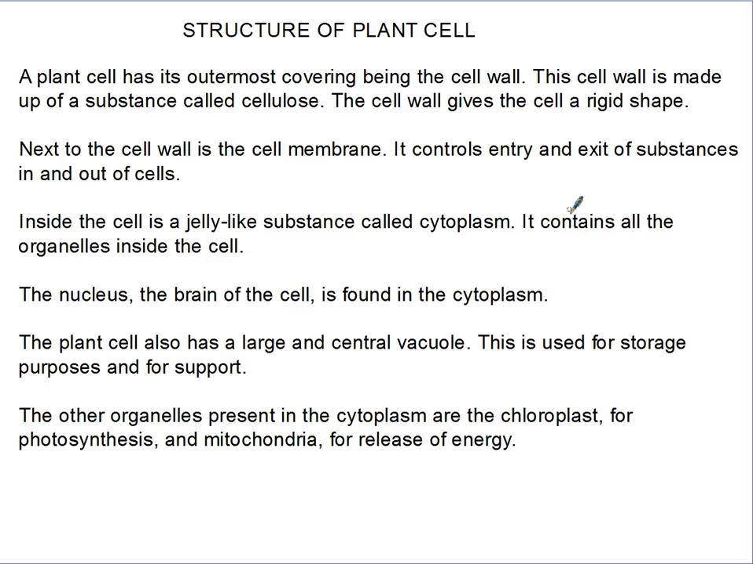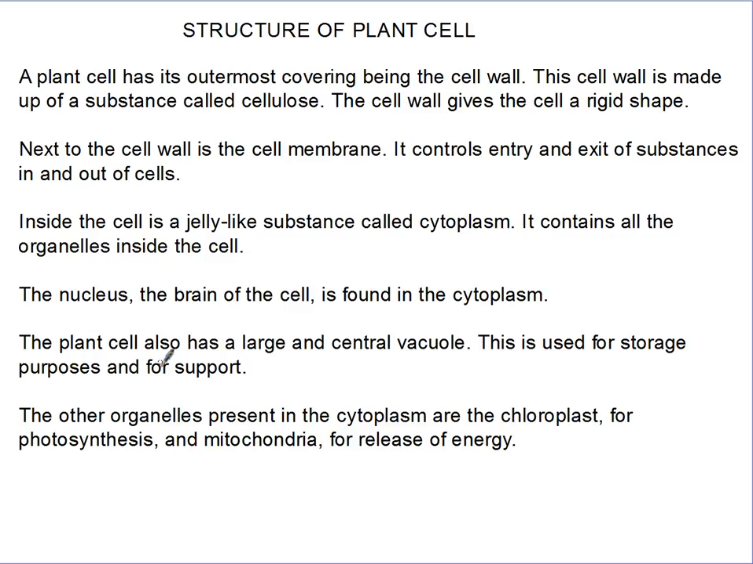Next to the cell wall is the cell membrane. It controls entry and exit of substances in and out of the cell. I'm only describing the plant cell here. Inside the cell is a jelly-like substance called the cytoplasm. It contains all the organelles inside the cell. The nucleus, the brain of the cell, is found in the cytoplasm.